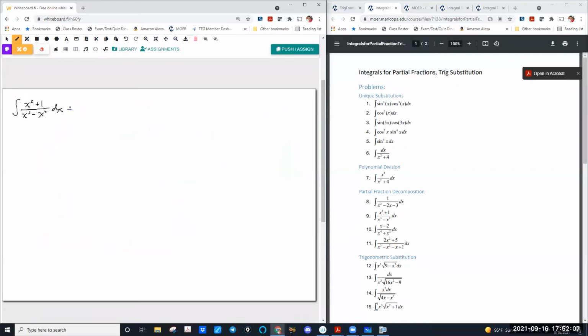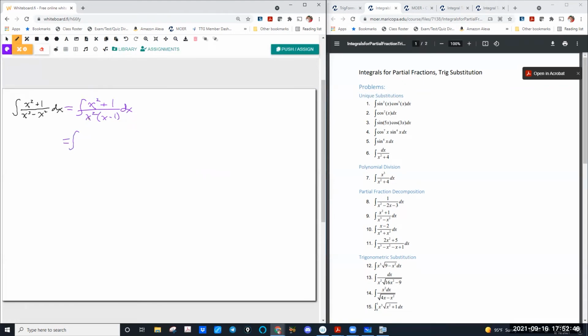All right. We check. Denominator is smaller than the numerator power. Denominator factors. X squared plus 1 over x squared times x minus 1 dx. When you have this, it's what's called a repeated root, because x is repeated twice. When you have a repeated root, you have to account for it in your setup. What do I mean by that? Well, let's take a look.